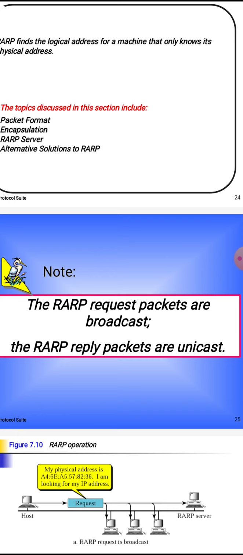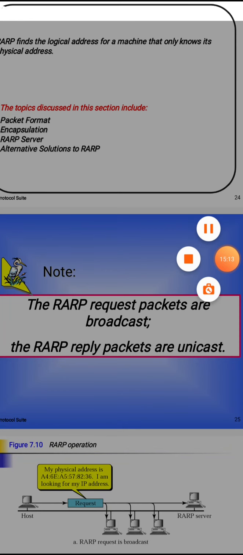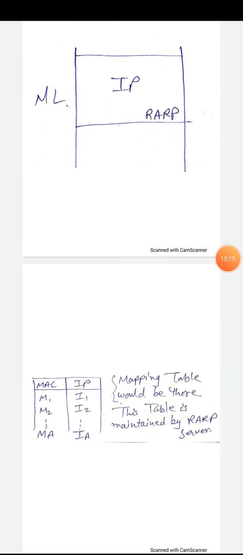So how does RARP work? If A does not know whom to ask, then there will be a central server called the RARP server. The main purpose of this server is to remember what IP address is given to what MAC, right. There will be a requirement of a mapping table, which I have shown here. There would be a mapping table with the RARP server. What will be inside the mapping table? There will be the MAC address and the IP address.